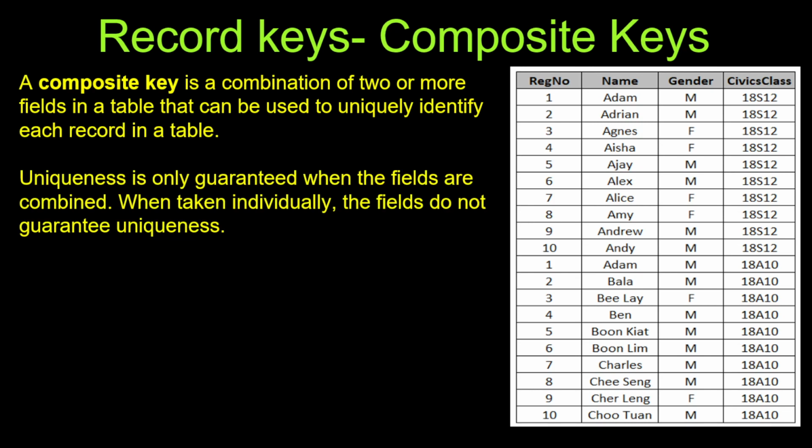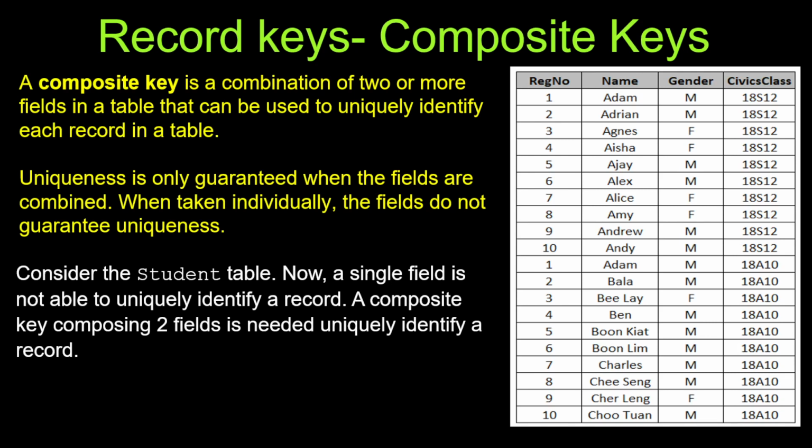For example, consider this student table. A single field is not able to uniquely identify a record. You might say it was the same table from just now, but look carefully: the register numbers are repeating because there are two classes, 18S12 and 18A10. So it's not possible to identify a student just by the register number, because if you call for register number 1, there are two of them. There's Adam and there's also Adam from another class. So this is not a good primary key anymore. You cannot just use the registration number.